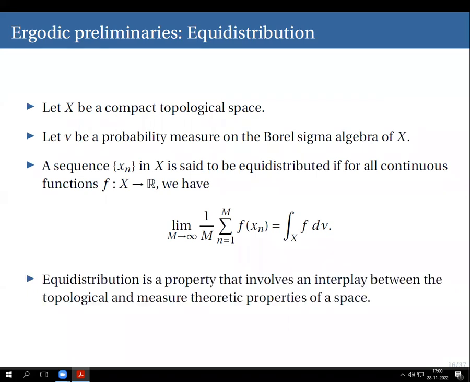I guess with respect to mu, yes, yeah. With respect to mu, yeah. So yeah, no, I really don't know measure theory, so I might actually make a lot of such errors. Yeah, so I guess the tagline that helped me keep track of things was, equidistribution is a property that involves interplay between topology and measure theory.